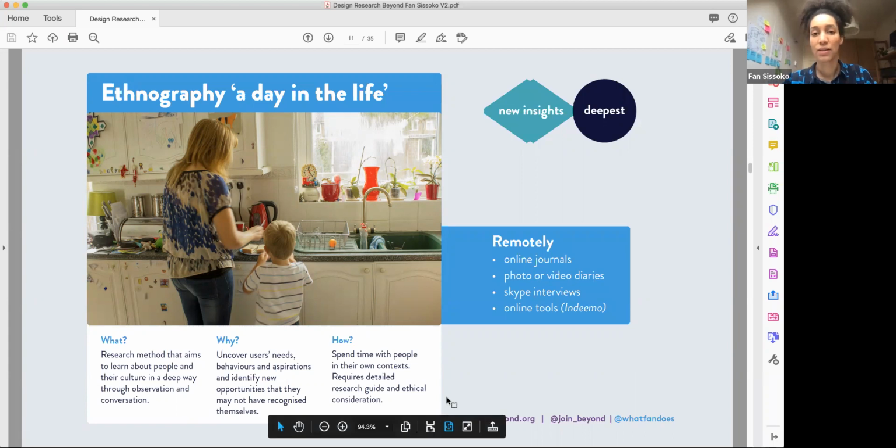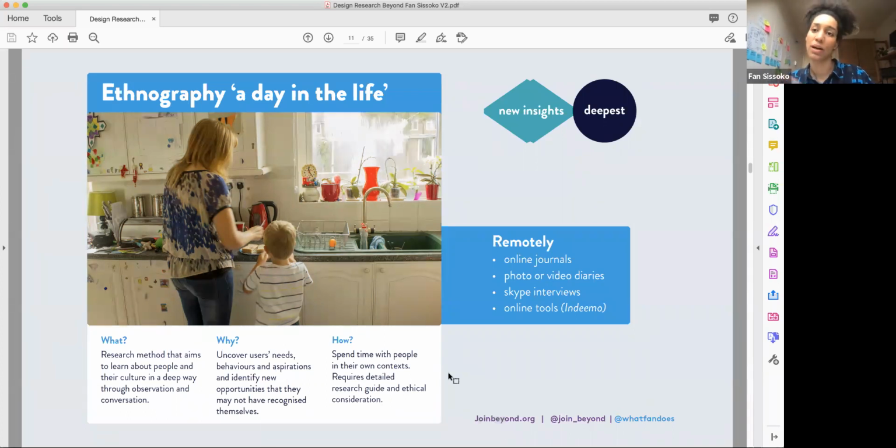And obviously that's quite a significant amount of time that you might be spending with people. So from a few hours to maybe a day, sometimes a couple of days over time, where you return to people. And so that requires some quite careful planning, especially when it comes to ethical considerations, but I'll come to that a little bit later.